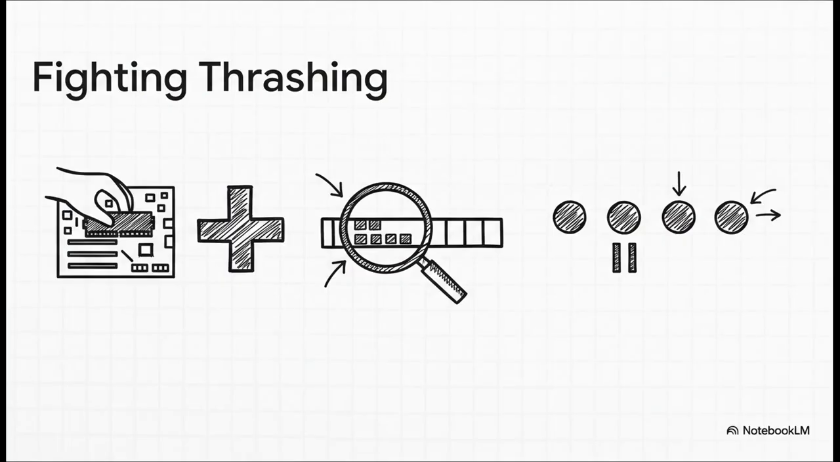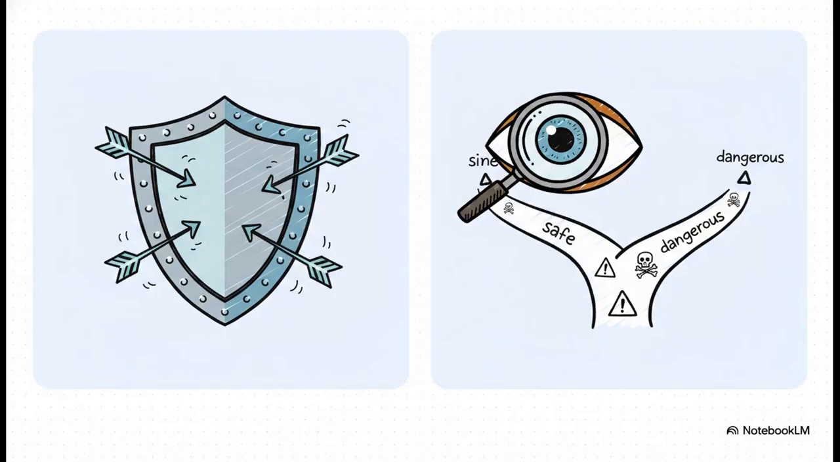When it comes to fighting thrashing, it's really all about managing memory better. I mean, the easiest fix is just buy more RAM. But the OS can be a lot smarter than that. It can carefully decide who gets memory and how much, or even pause some background programs if things get too crowded.